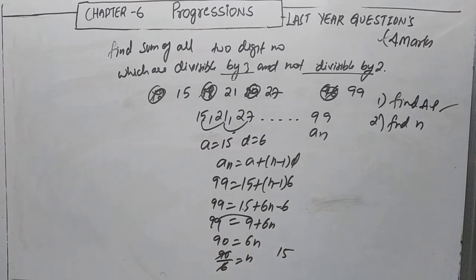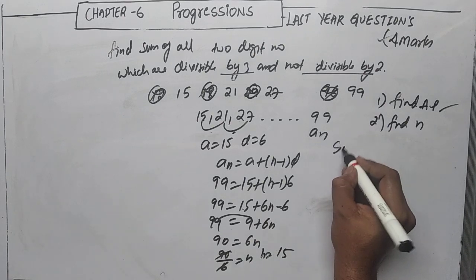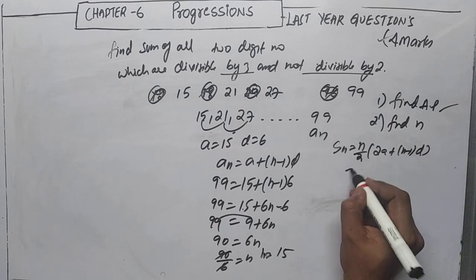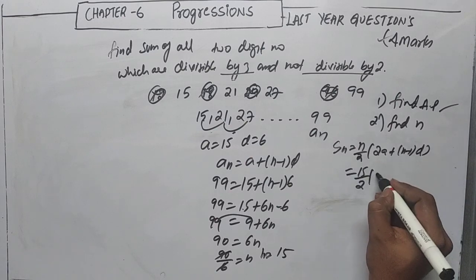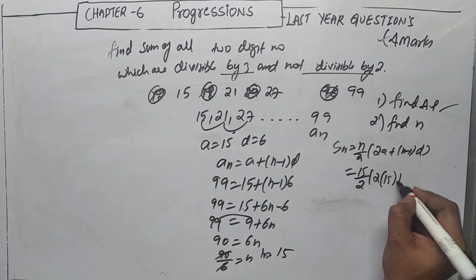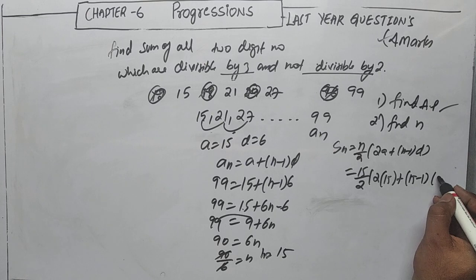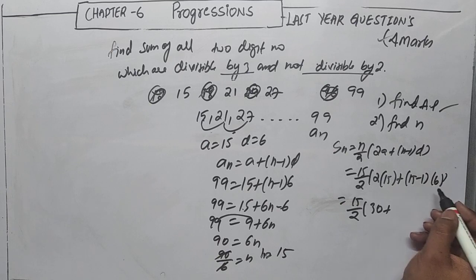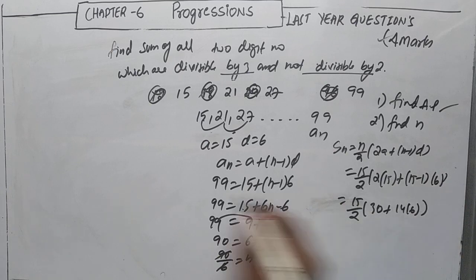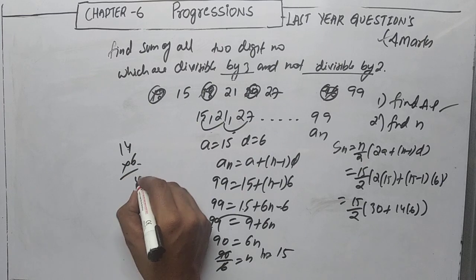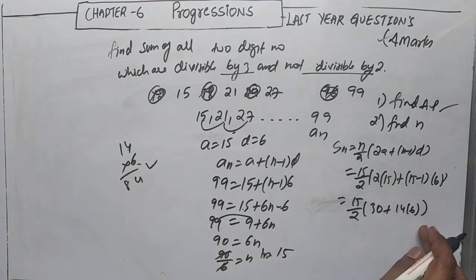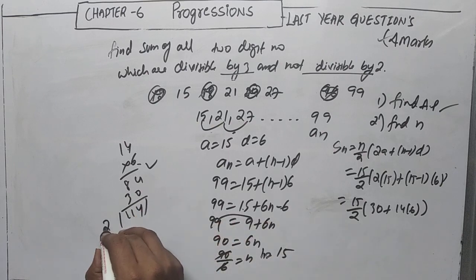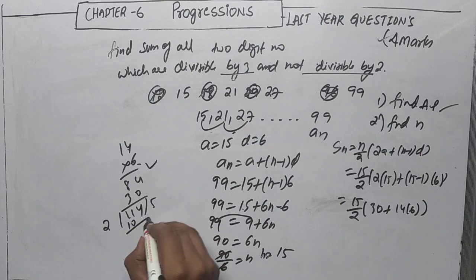Next we have to find Sn. So Sn value is n by 2 into (2a plus (n minus 1) into d). So n value here is 15. 15 by 2, 2 into a value, which is 15, plus (15 minus 1) into 6. So 15 by 2, so 30 plus 14 into 6. 14 into 6: 6 4s are 24, 6 1s are 6, plus 2 is 84. So 84 plus 30 will get 114. Again 114 will divide by 2.